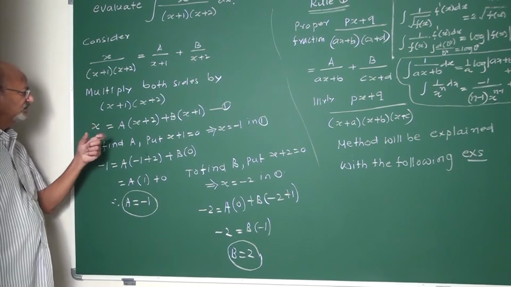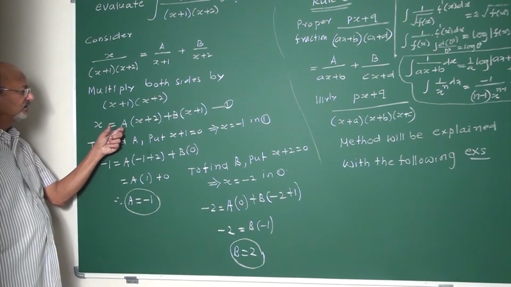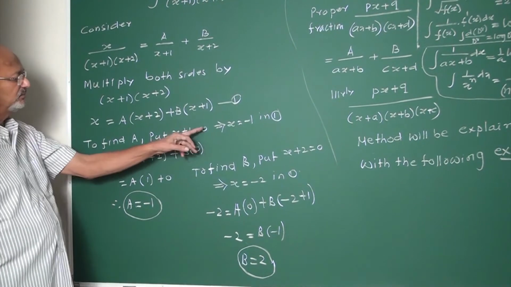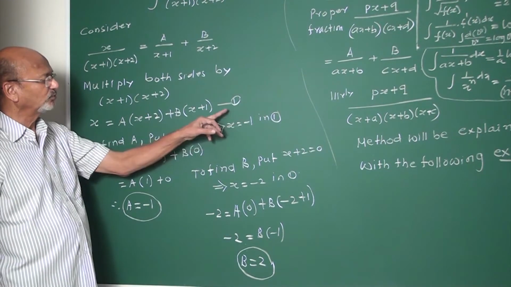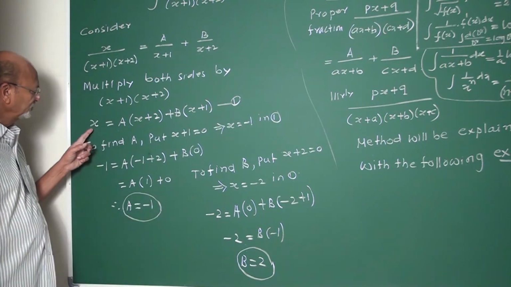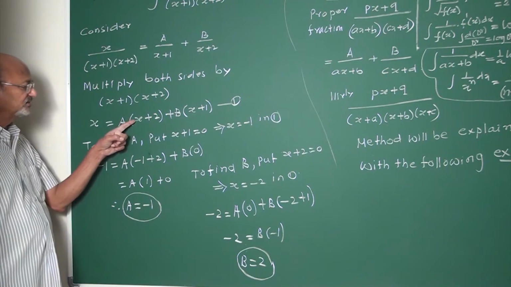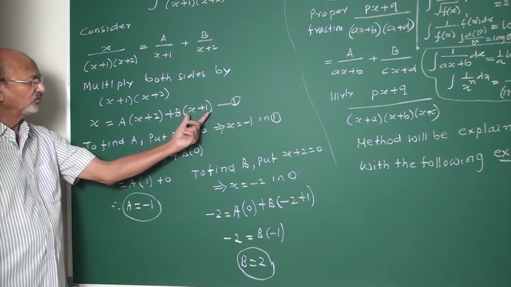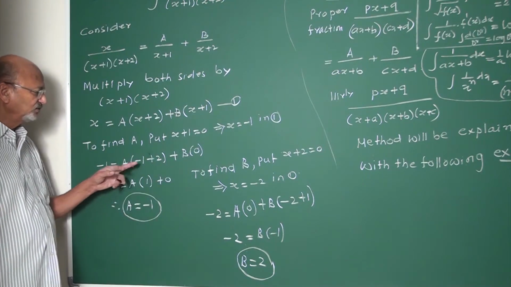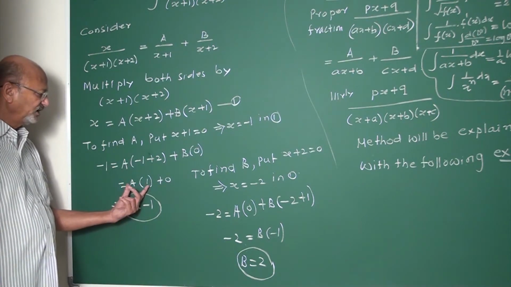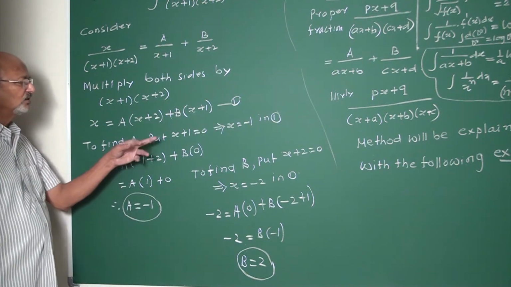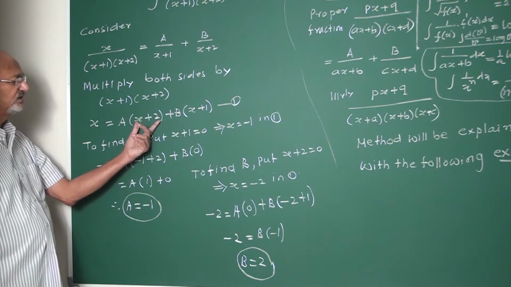Next, my friend, from equation 1 to find a, make x plus 1 equal to 0. Taking plus 1 to this side, it is minus 1. Put x equal to minus 1 in equation 1. x is minus 1, a into x is minus 1 plus 2. But what is x plus 1? It becomes 0. A into 1 is a. What is the value of a? Minus 1.